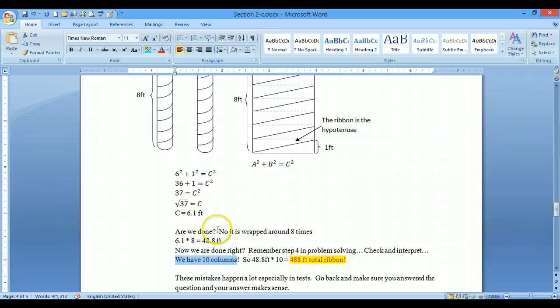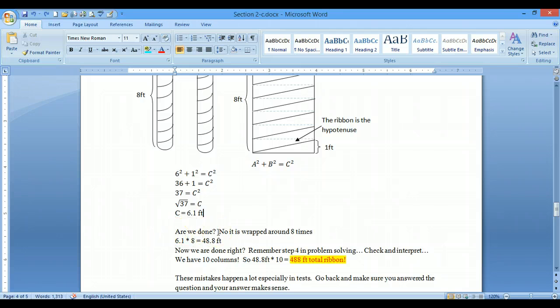Now, you'll notice I gave you a couple of leading questions. A lot of times, somebody will solve the problem that they've worked on so long to find the length of the hypotenuse for the ribbon here and think that they're done. In reality, you need to keep going. Ask yourself these questions as you're moving along.